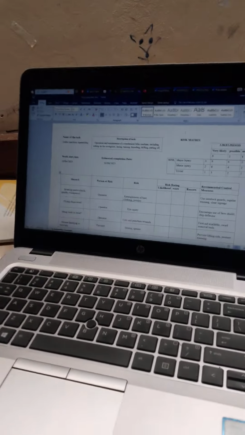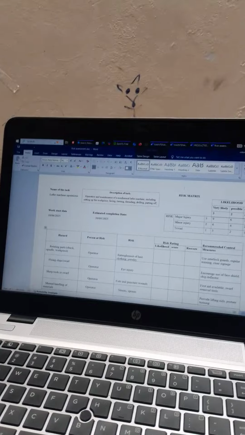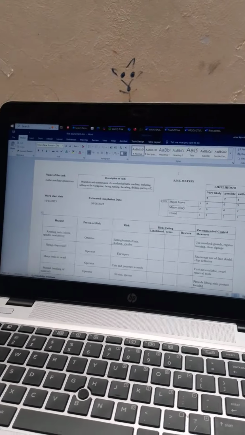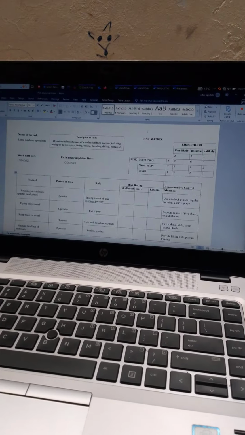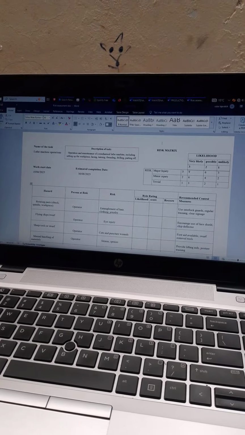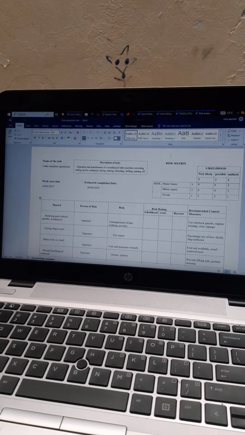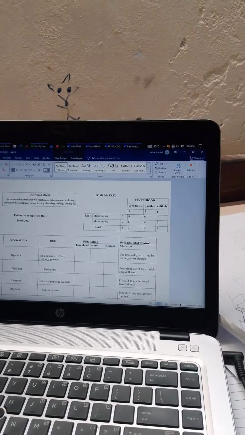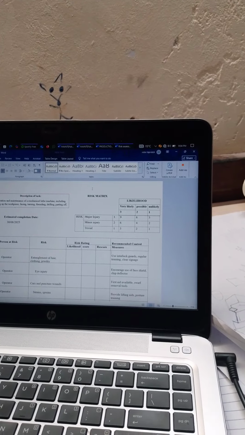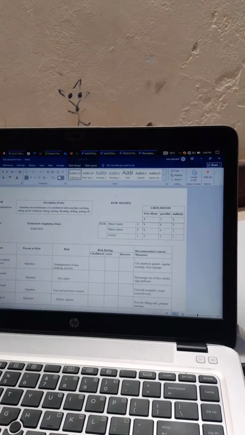So starting with the lathe machine now, if we analyze the asset, which is the rotating parts, the chuck and the spindle workpiece, the person who may be injured here is the operator. The risk itself is entanglement, whether of clothing or jewelry. So for the risk rating, if it is a major injury or the likelihood to happen, we give it a score of 3, or 2, or 1. On the other side, we have the recommended control measures. So we use interlock guards, regular training, or clear signage to prevent the risk.